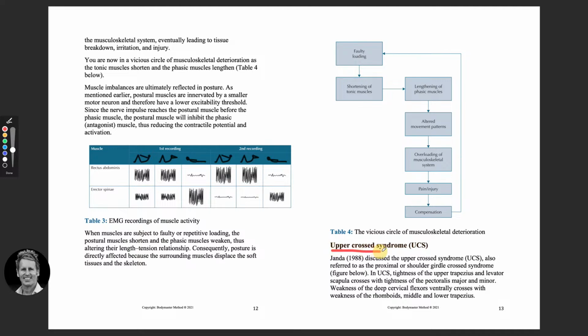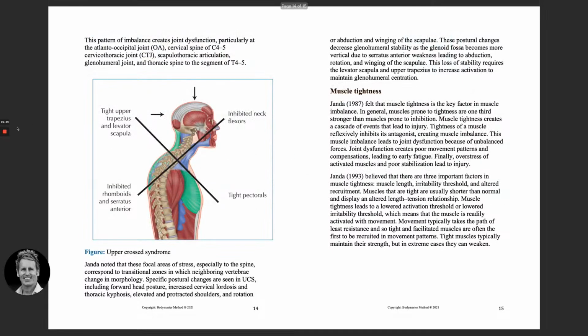Now, Janda, in 1998, discussed what they call the upper cross syndrome, the UCS here. There's also a lower cross syndrome as well. I want to show you the picture because it makes a lot of sense. And this is actually the last couple of pages along here. So I quite like this. I know it's old school. I think Janda is what he was famous for, where he discussed the upper and lower cross syndromes, but he did a bit more than that. Very influential in the physical therapy field.